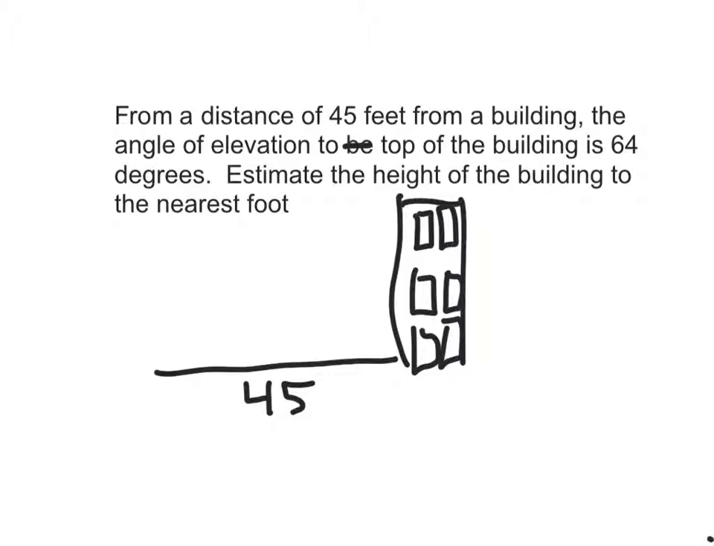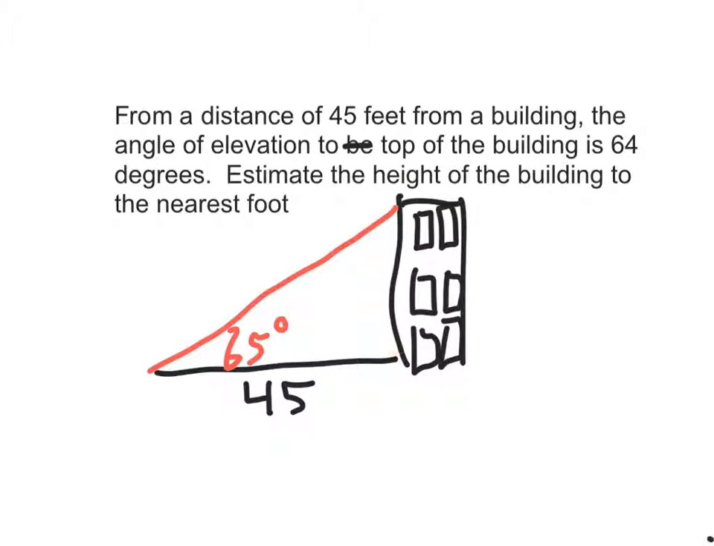So the angle of elevation to be, I think that's a typo, to the top of the building is 64 degrees. Anytime you hear angle of elevation, that means from the ground up. So from the ground up, from that distance from the building, 65-degree angle. So we need to estimate the height of the building to the nearest foot.